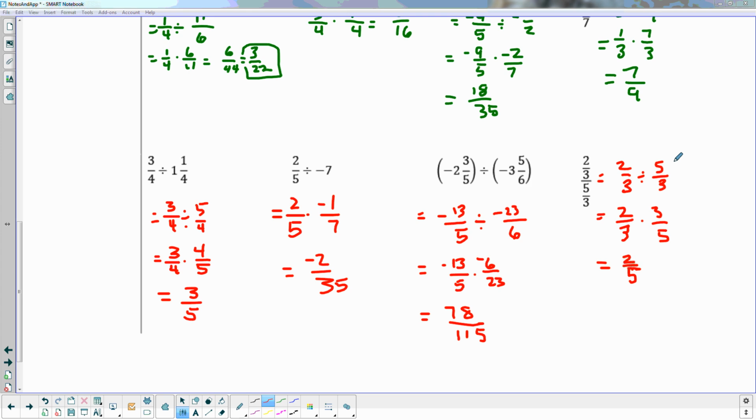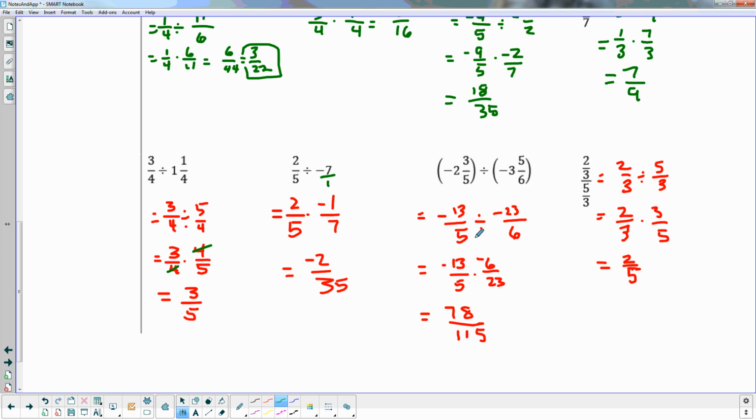Okay, hopefully you had a chance to get those done. In the first one, we have 3/4 divided by 5/4. And then when I keep, change, flip, I notice that I have a 4 on the bottom and on the top. So those actually cancel out, and I just have 3 times 1 over 1 times 5, or 3/5. The second one, I've got that whole number as negative 7, and that's negative 7 over 1, which I can flip over and give me negative 1 over 7. So I get negative 2 over 35.